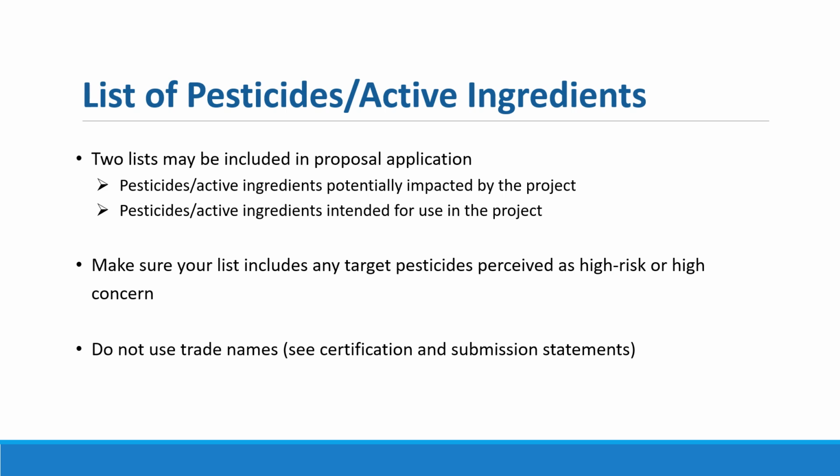And then any pesticides or active ingredients intended for use in the project. And this is the one where some projects may not include this second list. Make sure the list includes any target pesticides from those high-risk or high-concern groups noted, and do not use trade names.